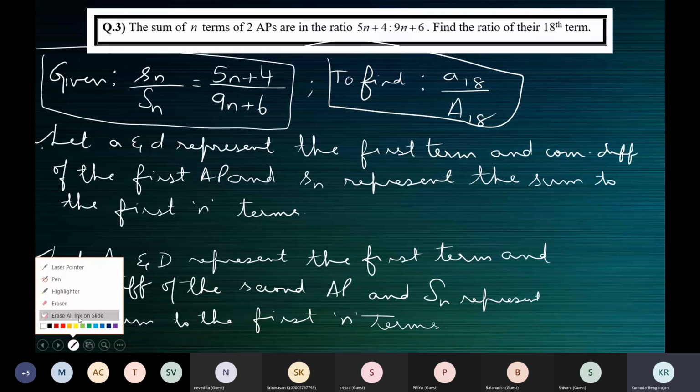See, I'm saying three letters are A, N, and D. A and D are different because they're two different APs, but N is the same in both because it is the sum of the first N terms of two APs. So it's not small n and capital N. N is N for both.